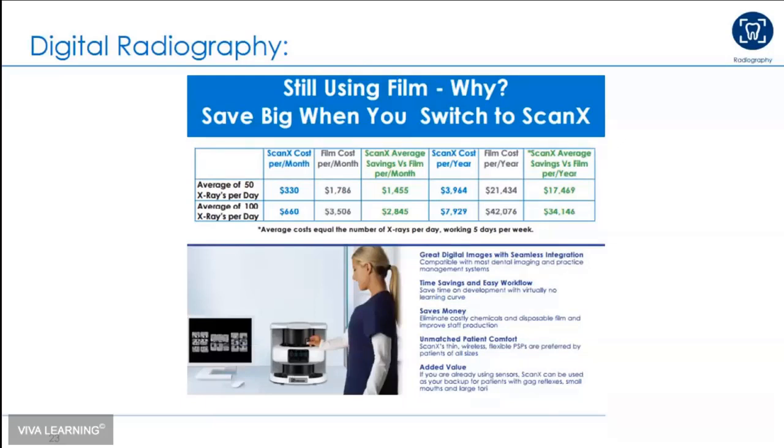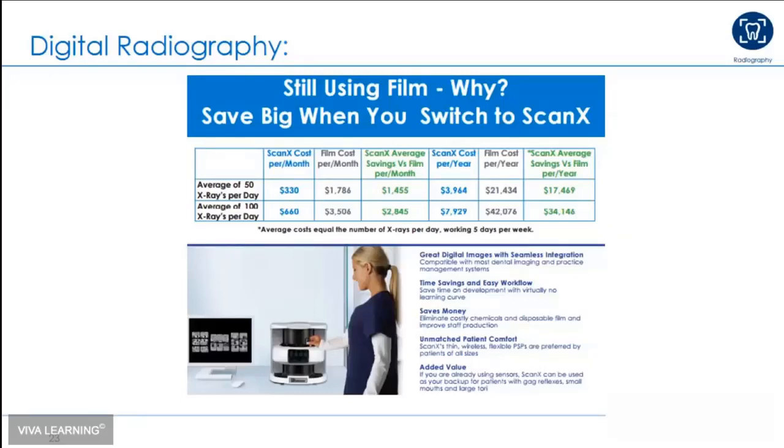So, are you still using film? Let's look at costs versus film cost. If you take an average of 50 x-rays a day, that means if you had 4 bite wings and 10 or 11 patients a day, you're going to spend about $330 a month if you amortize your cost of your ScanX machine and phosphor plate. The film cost per month using analog and chemicals is $1,786. I mean, you're talking something close to 6 times what you would spend.